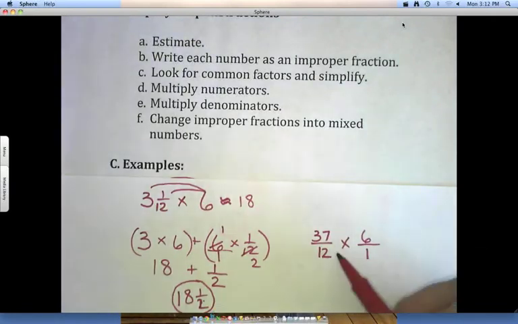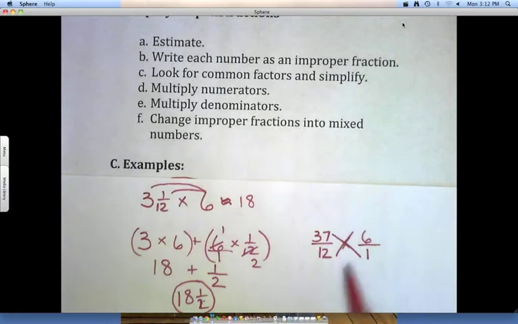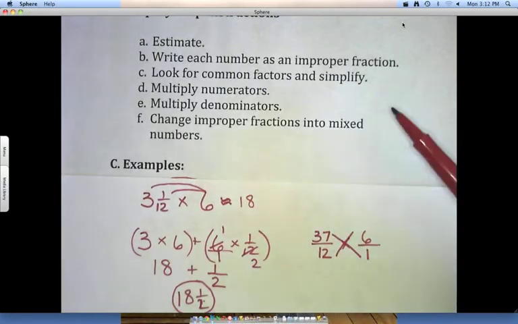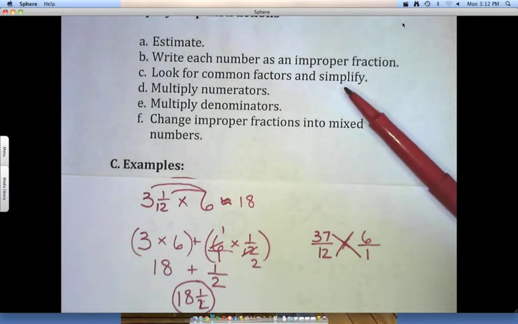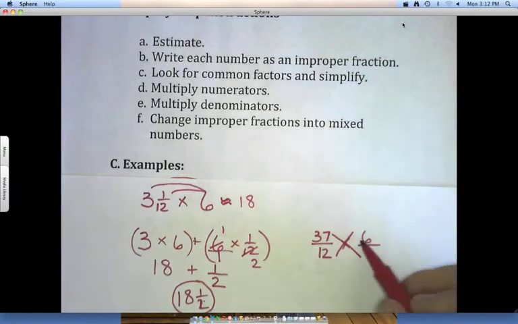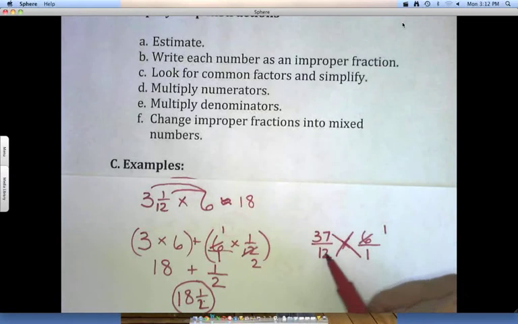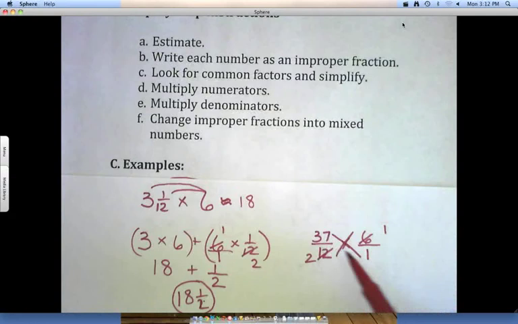Now, looking at this, I can do my simplifying. So again, I'm on step C up above. Look for common factors and simplify. 6 and 12. 6 goes into both. 6 goes into 6 once. 6 goes into 12 twice. 37 and 1, can't simplify. 37 and 2, can't simplify.